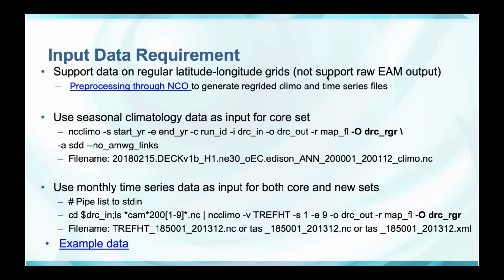For input data requirements, there is sometimes some confusion. Unlike MPAS analysis for ocean, E3SM Diagnostics only takes data on regular lat-lon grids. Therefore, one has to process the raw EAM output into climatology and time series files using NCO. Provided here are the ncclimo commands and the resulting file name examples for climo and time series files, respectively.